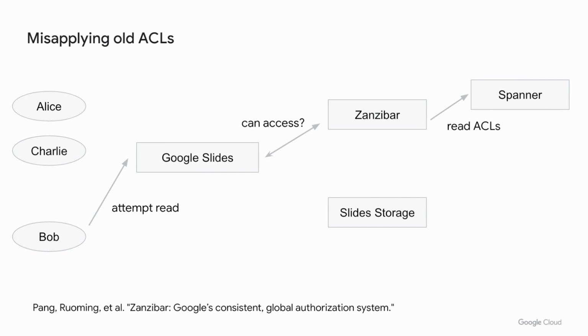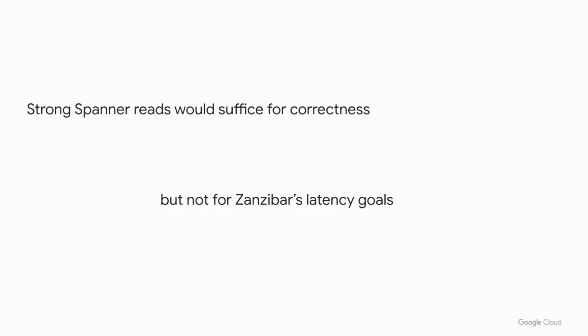If instead Spanner did not have external consistency and was allowed to return stale results, Spanner could have returned an older version of the ACLs that still had Bob in it, and then we would wrongly allow Bob to see the latest content changes, even though Alice had already removed Bob before Charlie went to make the update. So strong Spanner reads would suffice for Zanzibar's correctness requirements. Unfortunately, these strong reads are not sufficient to meet their latency goals.